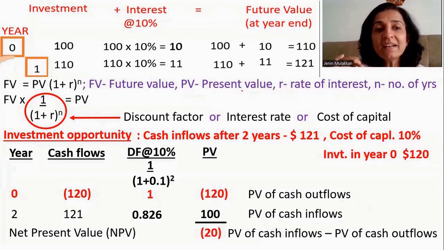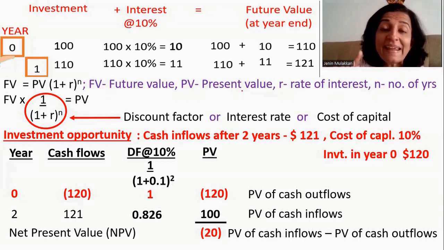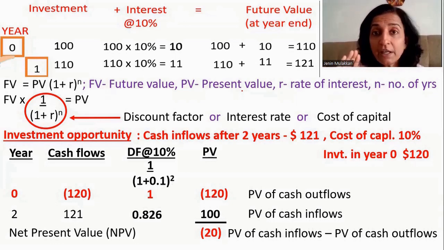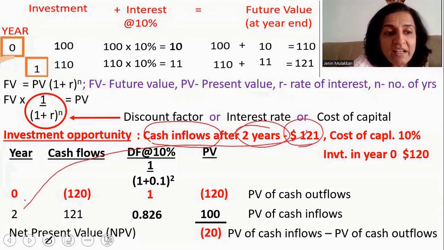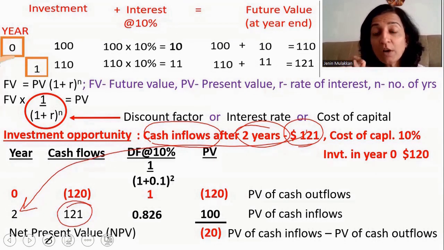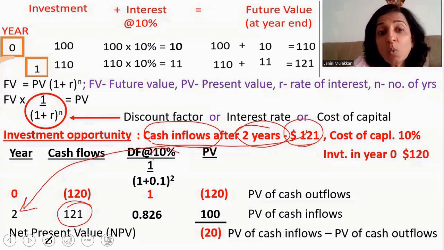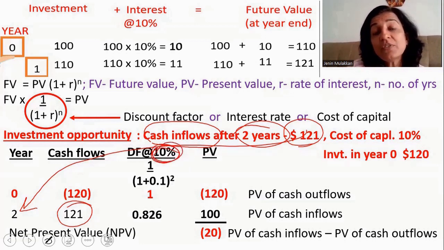So in this particular investment opportunity, how have we evaluated whether we should make an investment or not? We have to find out what are the cash inflows that will come from that investment opportunity. In this case, there is a cash inflow coming in year 2, $121. So we take in year 2, $121. And then we have to find out what is the maximum amount that we should invest now so that we get an interest rate of 10%.